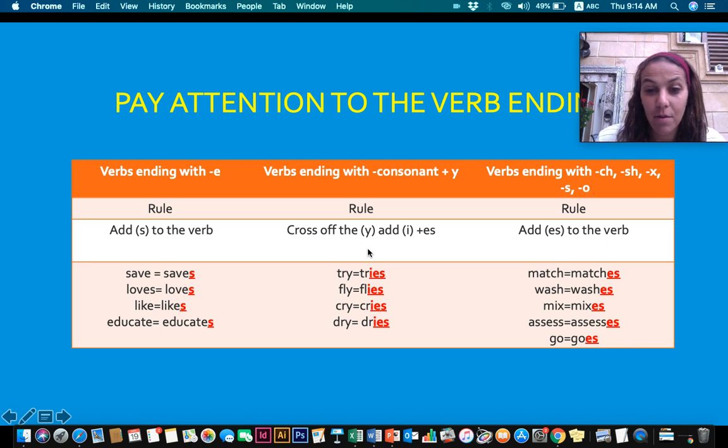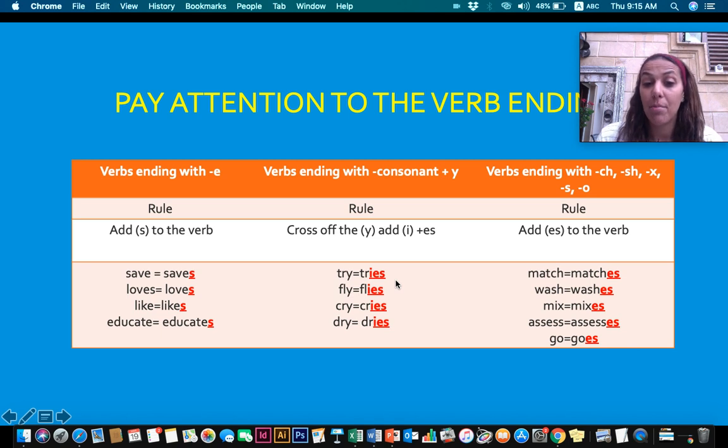For example, the verb try. I have the T, I have the R, and I have the Y. You're going to notice that the last two letters are R and Y. So this means that the R is a consonant followed by a Y. So all I need to do is get rid of the Y, toss it out, replace it with an I, and then add ES. So the verb changes from try to tries.